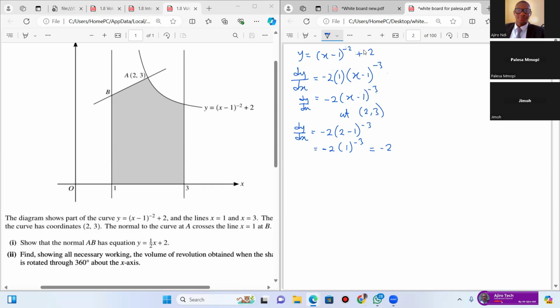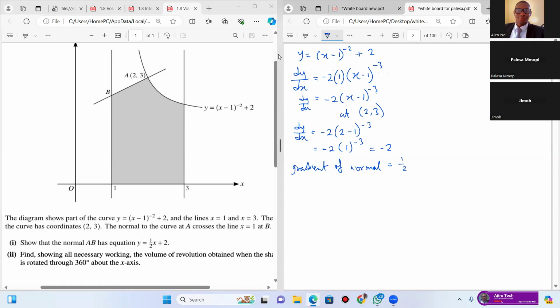So the gradient of the normal is 1 over 2, isn't it? Good. So we want to show that the normal has the equation y equals x plus 2.